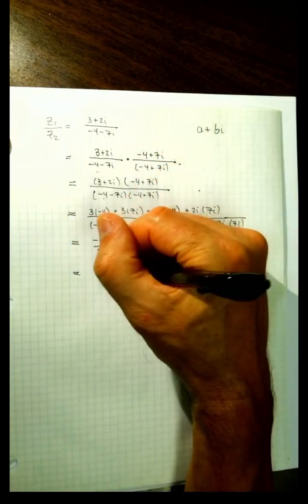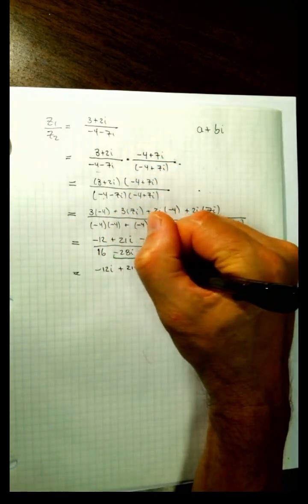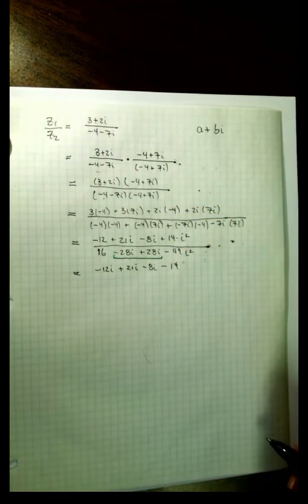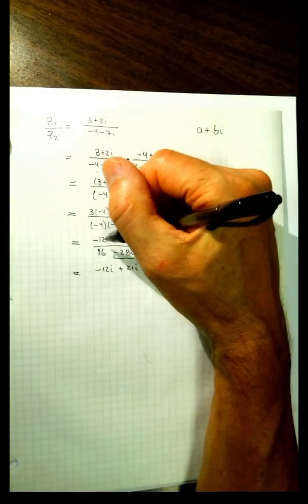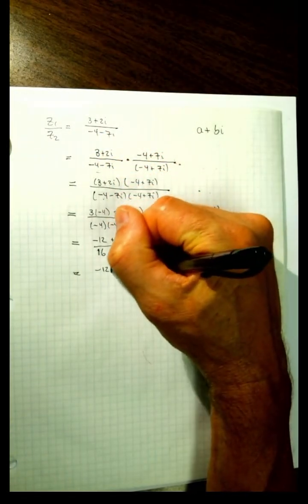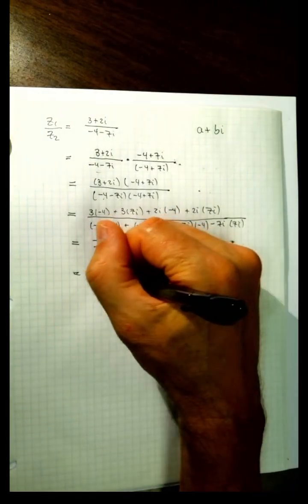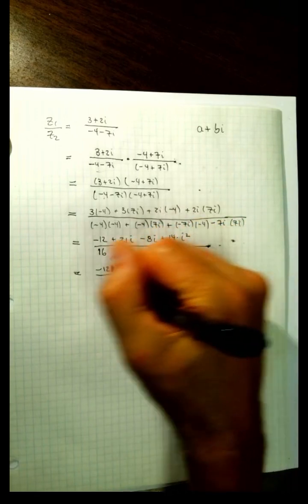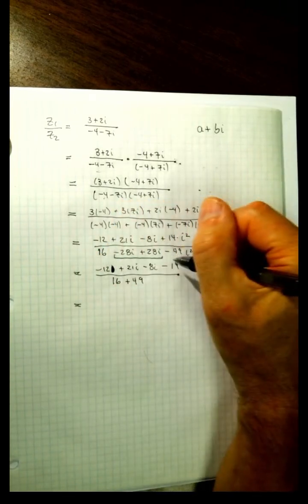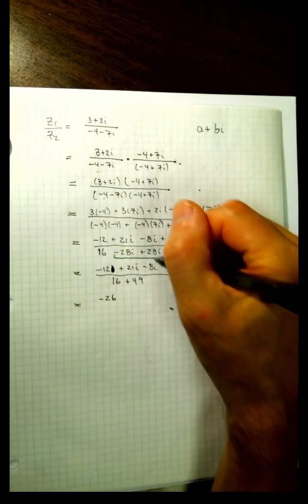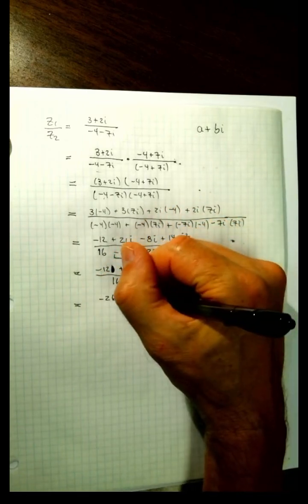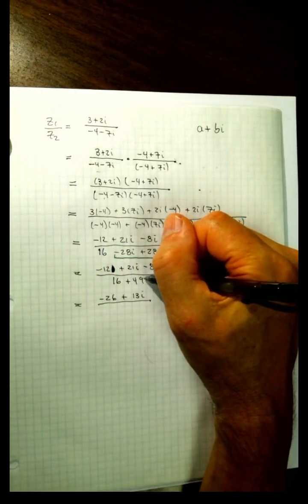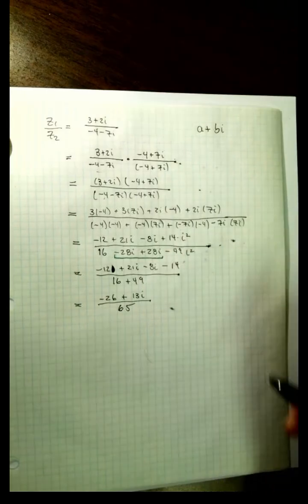Let's see. So now I've got -12 plus 21i minus 8i. i squared is -1. So I have that in the numerator. Oops, and I messed up. That -12 should just be -12 there. In the denominator, those cancel, so I'm left with 16 plus 49. So I've got -12 minus 14 is -26. 21 minus 8 is plus 13i. And this becomes what? 65.